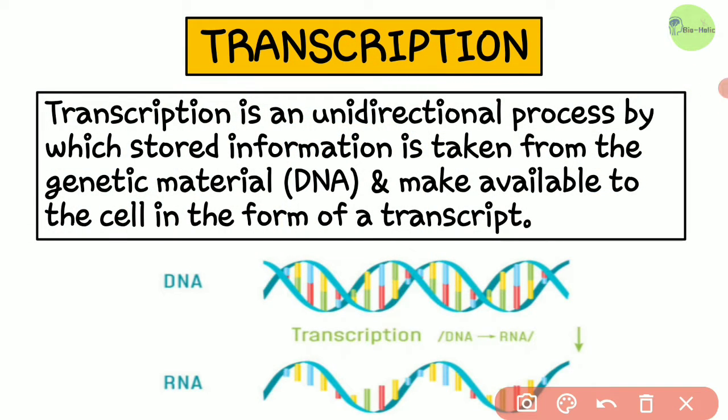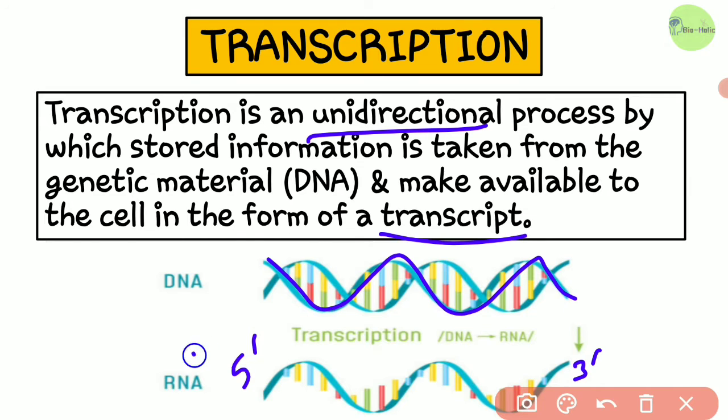So what is transcription? Transcription is a unidirectional process, that means it occurs only in the 5' to 3' direction, okay? Stored information is taken from the genetic material or DNA and made available to the cell in the form of a transcript. Here, transcript means RNA copy. And as in this picture, by making a template of one of the strands of the DNA duplex, this RNA strand can be formed in the process of transcription.